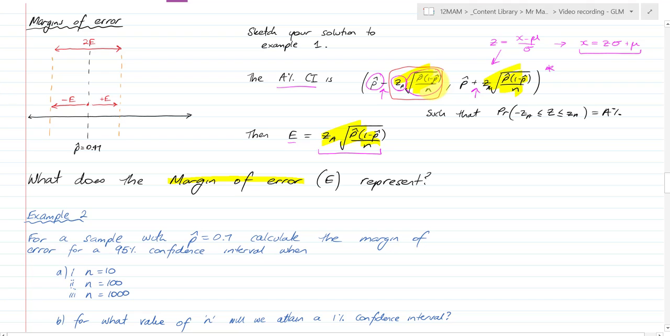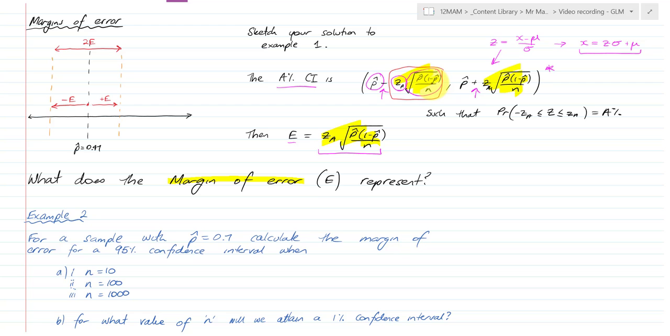E is this thing, and that's called the margin of error. So you may be asked to calculate the margin of error. The margin of error is z times the square root of p hat times 1 minus p hat over n. Just keep that in mind, and remember our confidence interval is E below the sample proportion and E above the sample proportion. That's the boundary of our confidence interval.